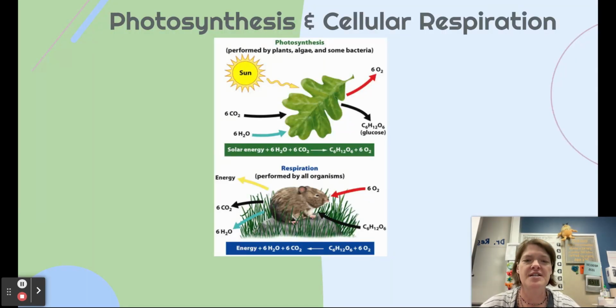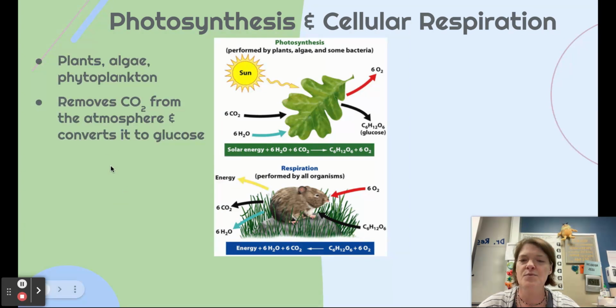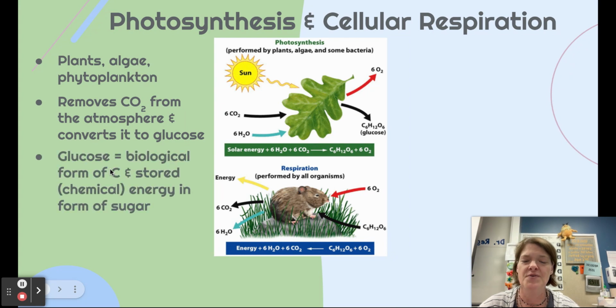Okay, so again, understanding the difference between photosynthesis and respiration. I put a little graphic up here for you to see the differences. Photosynthesis is done by plants, algae, and some bacteria, whereas respiration is performed by all other organisms. Photosynthesis removes CO2 from the atmosphere and converts it to glucose. That's the overall idea of what's happening. Glucose is the biological form of carbon that is stored as chemical energy in the form of sugar. Again, it's C6H12O6. You can see it here in the equation. And photosynthesis is an example of a carbon sink.